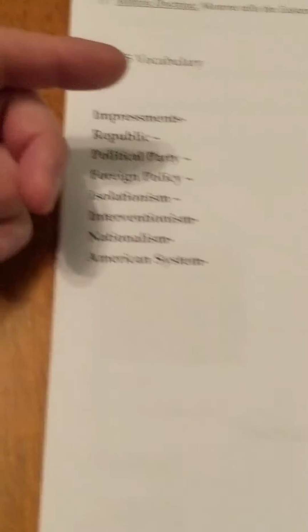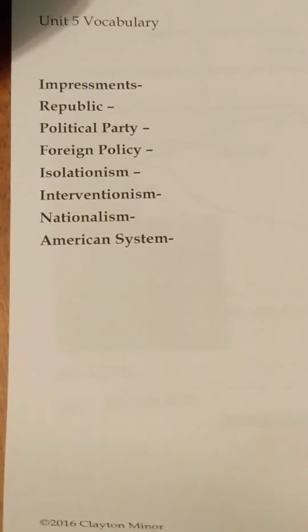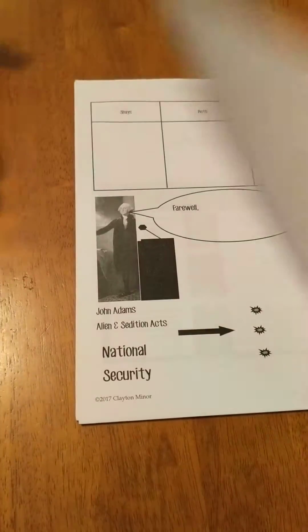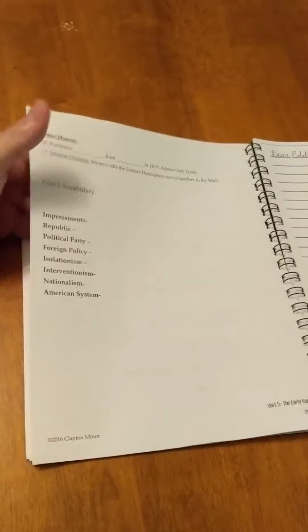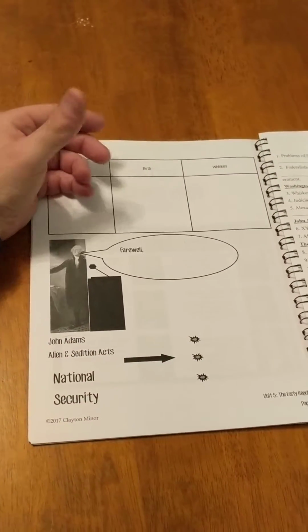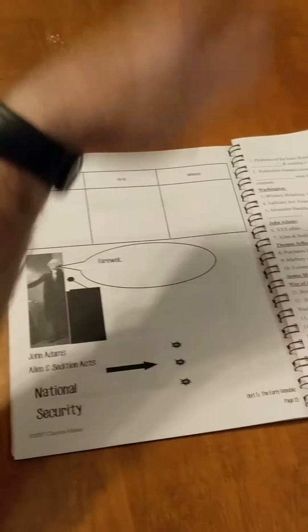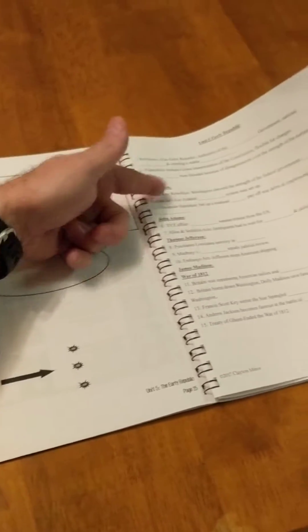Vocabulary, nothing out of the ordinary there. You could add war hawks to the War of 1812. Some people do, but you don't see it hardly at all. And that's the Early Republic. You can have them listed, and I quiz my guys.